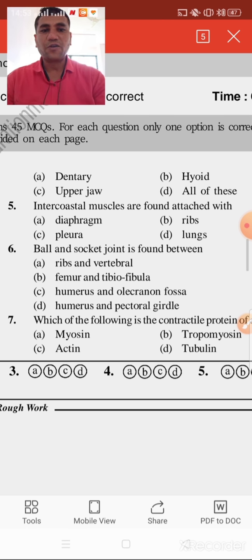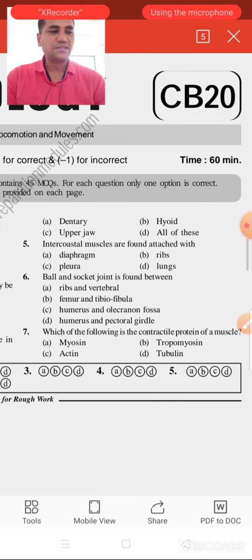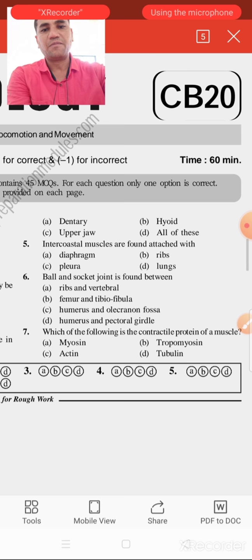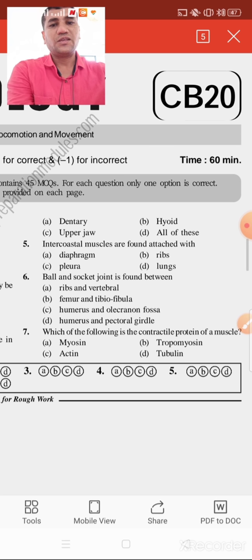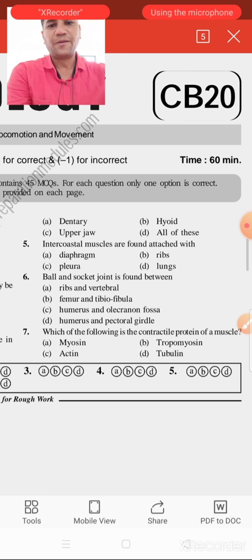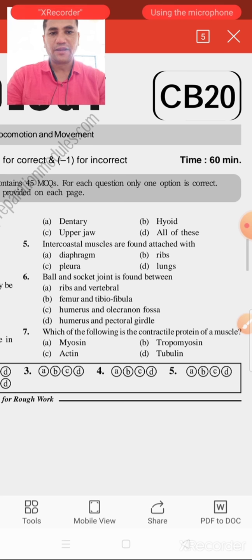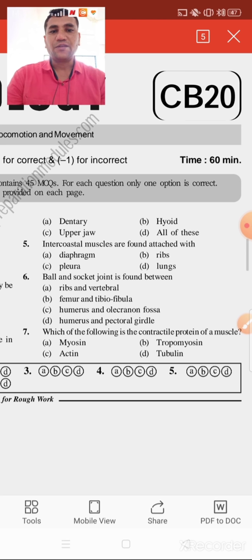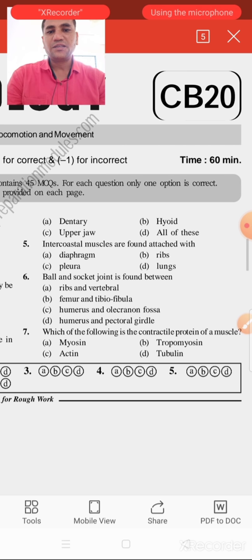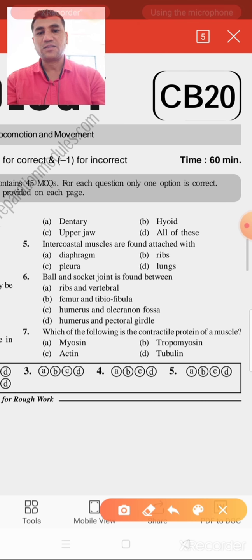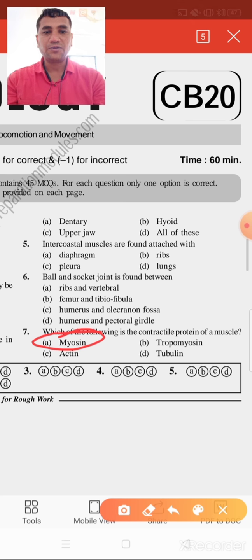Coming on to the seventh one, which of the following is a contractile protein of a muscle? When you look onto this, you can see myosin, tropomyosin, actin and tubulin. Tubulin is present in the different tubular structures. Myosin is a heavy component which has the contractile nature. Tropomyosin and actin are the light colored filaments, and they help in muscle contraction. So here the answer will be myosin, A.